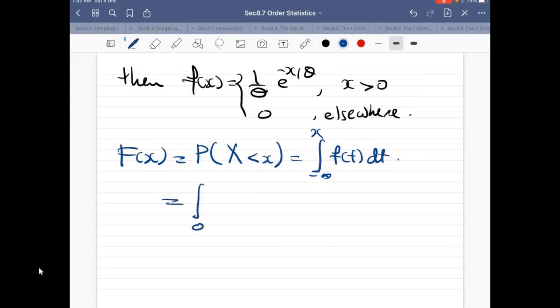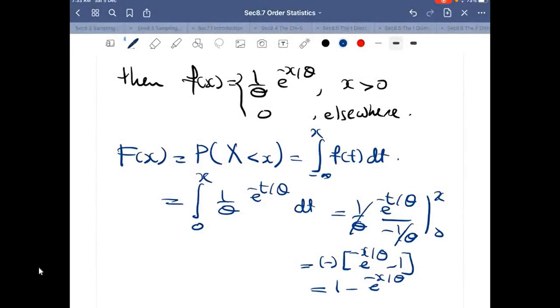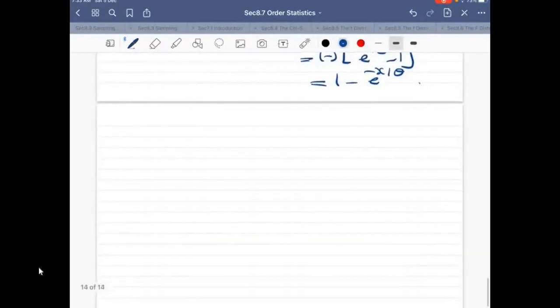Okay, and this would equal the integral from 0 to x of 1 over theta e power minus t over theta dt, which equals 1 over theta e power minus t over theta divided by minus 1 over theta, from 0 to x. Alright, so this will give me e power minus x over theta minus 1, and multiplying by minus, it is 1 minus e power minus x over theta. Okay, so this is the CDF of the exponential distribution.